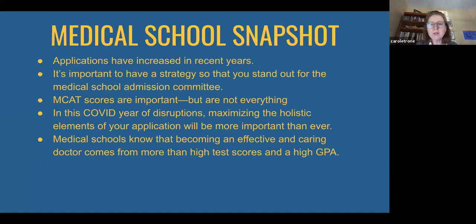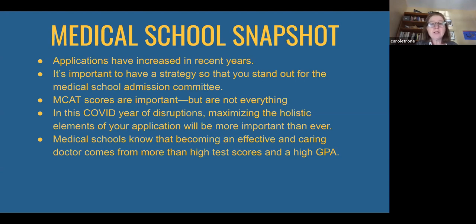Applications have increased in recent years. Part of that is because medical schools themselves have been trying to expand the numbers of students they can take on, because they know that there will be an increased need for doctors. And as our panelists will be going into, it's important to have a strategy so that you stand out to an admission committee, and our panelists will be talking about those things.